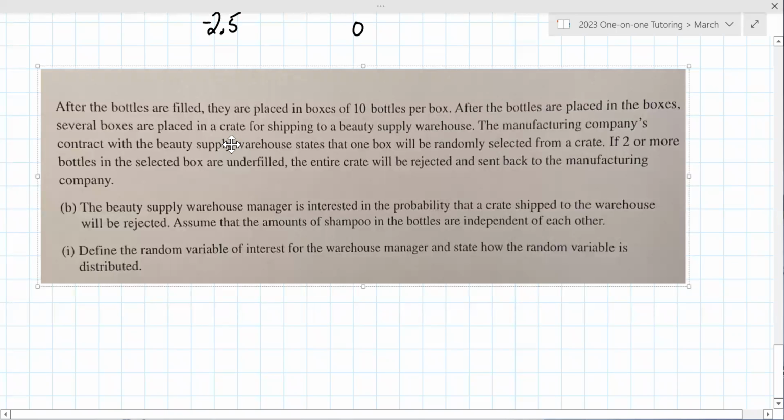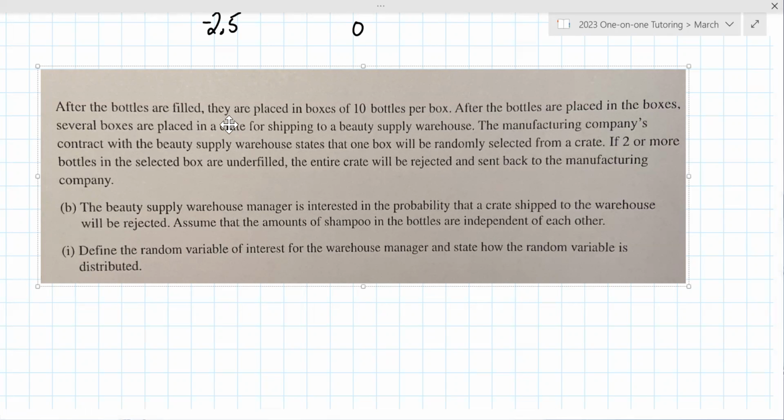Okay, perfect. Going down, after the bottles are filled, they are placed in boxes of 10 bottles per box. After the bottles are placed in the boxes, several boxes are placed in a crate for shipping to a beauty supply warehouse. The manufacturing company's contract with the beauty supply warehouse states that one box will be randomly selected from a crate, and if 2 or more bottles in the selected box are underfilled, the entire crate will be rejected and sent back to the manufacturing company. The warehouse manager assumes the bottles are independent of each other. Find the random variable of interest for the warehouse manager and state how the random variable is distributed.